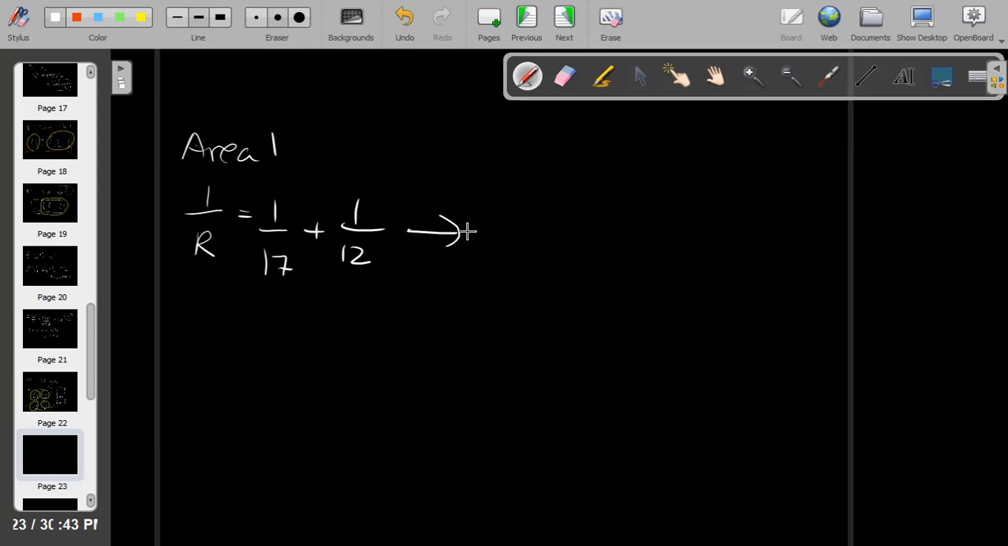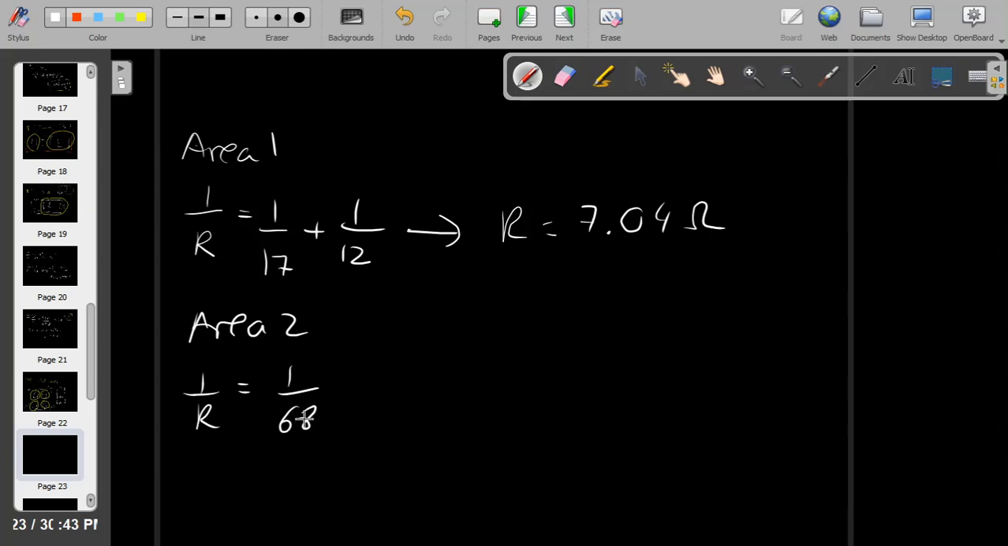And from here, I'll find that my resistance is going to be 7.04 ohms. And you do that for every single area. Area number 2, you do the same thing. It's 1 divided by 68. It's 1 divided by 72. And I find my resistance to be 34 ohm.